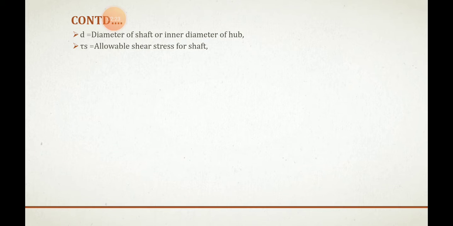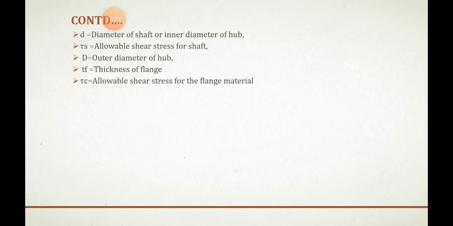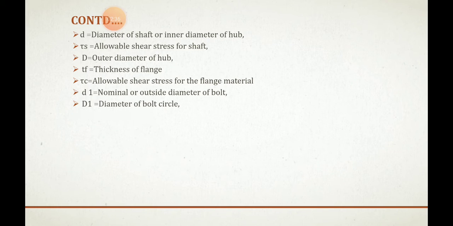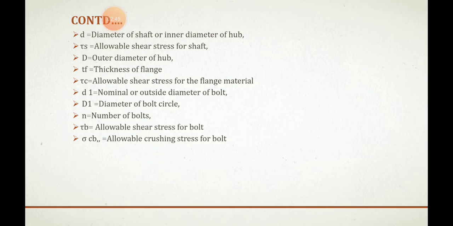Now these are the conventions. d is the diameter of the shaft. Tau s is the allowable shear stress. D is the outer diameter of the hub. tf is the thickness of the flange. Tau c is the allowable shear stress. d1 is the nominal or outside diameter of the bolt. Capital D1 is the diameter of the bolt circle. N is the number of bolts. Tau b is the allowable shear stress for the bolt. Sigma cb is the allowable crushing stress. Tau k is the allowable shear stress for the key. Sigma ck is the allowable crushing stress for the key.